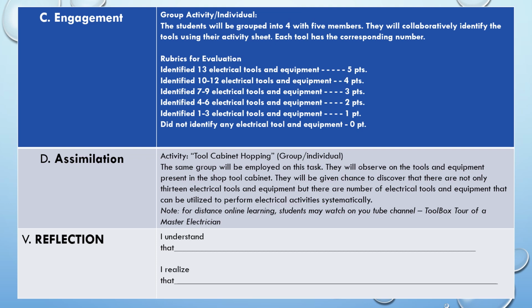For Roman numeral 5, the last one is the reflection. The last part is where you are going to write, or it can be done through writing and so on. Okay? So this is all about the sample lesson of the idea exemplar. Thank you.